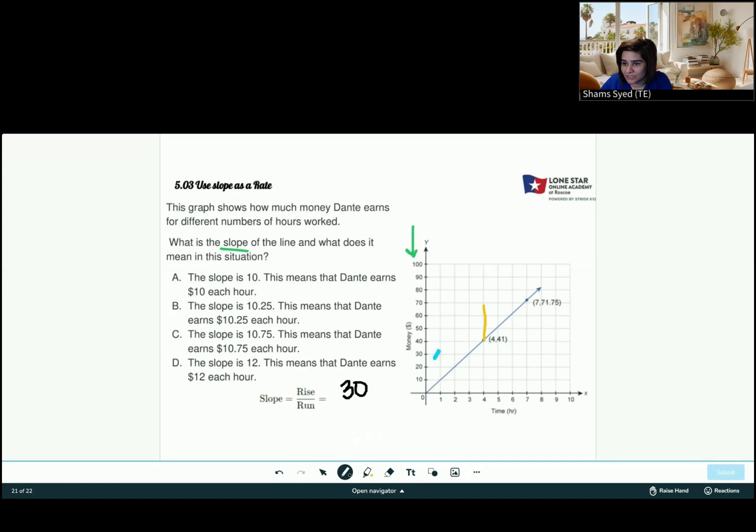And this is about earning, so I will still just put a stick figure here. The stick figure goes up. It is actually a rise. It is a positive 30. Let's go look at the run.